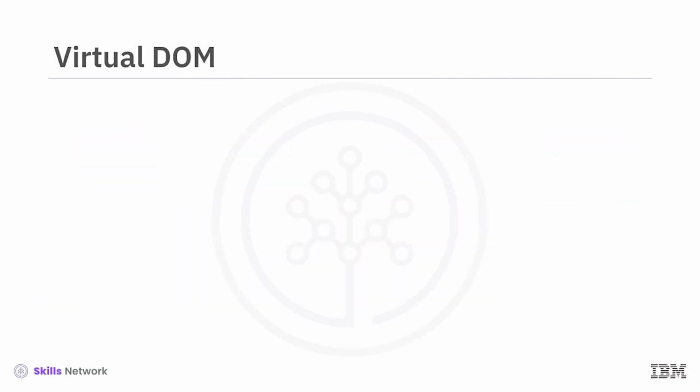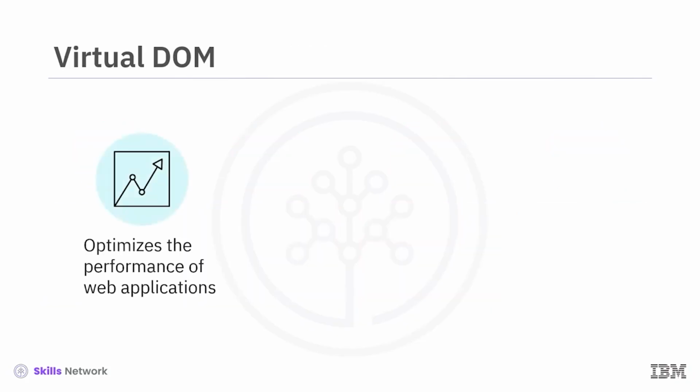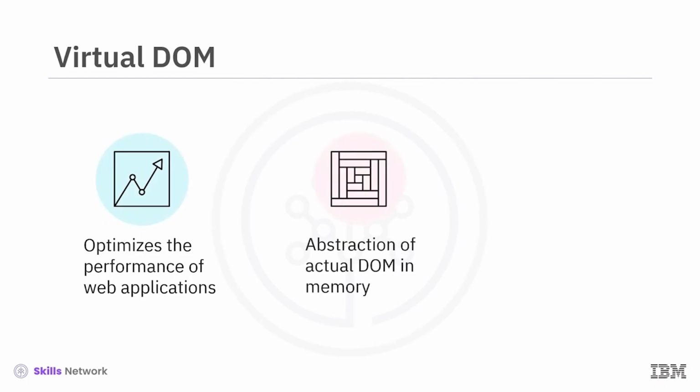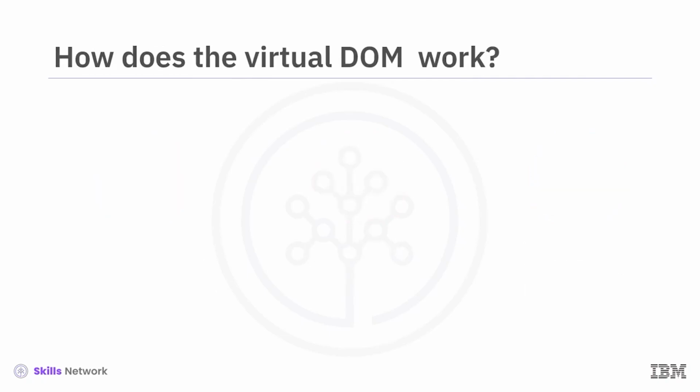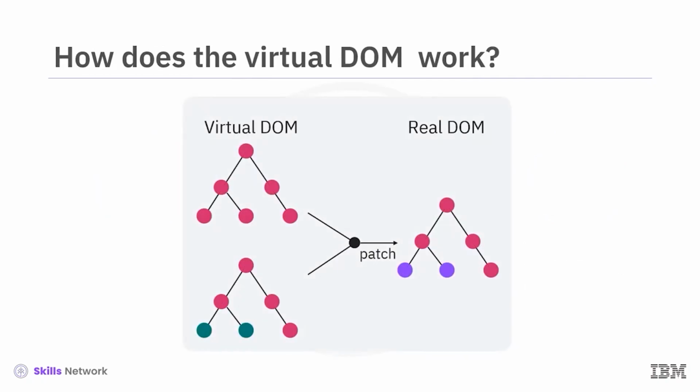The virtual DOM is a concept used in frameworks like React to optimize the performance of web applications. It is an abstraction of the actual DOM implemented in memory and is kept in sync with the real DOM by React's reconciliation process. Let's discuss how the virtual DOM works.